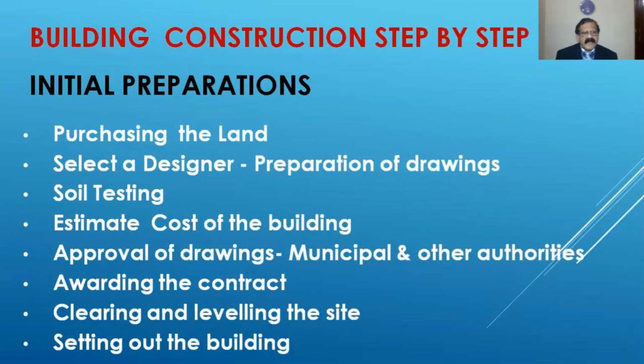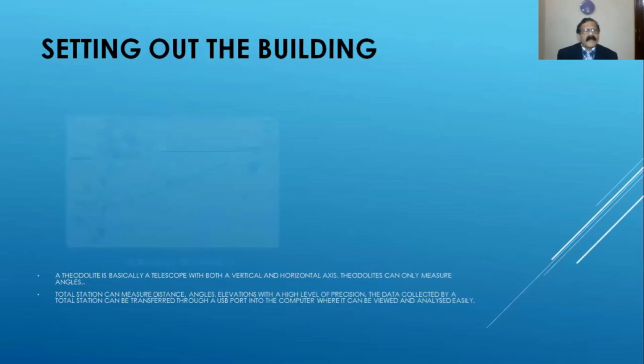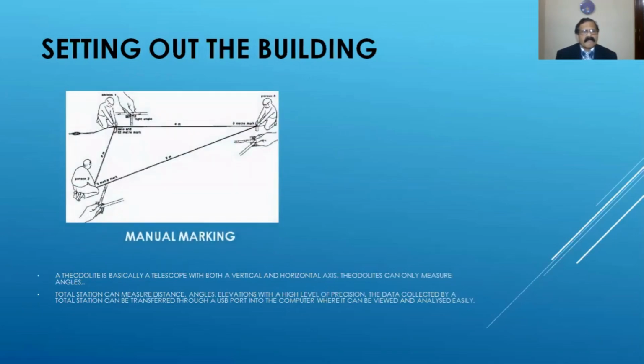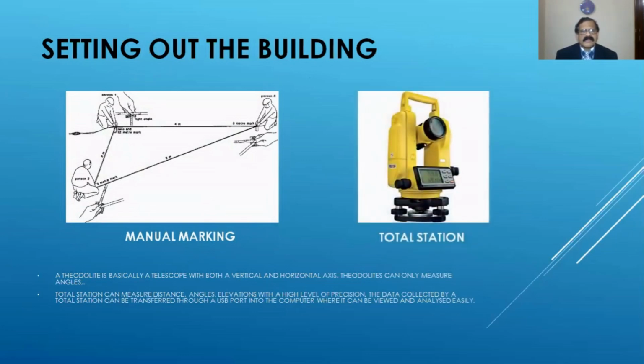Next step is setting out the building. Setting out the building can be done by two different methods. One is manual marking and the second one is total station. For small projects, manual marking is used, and for huge projects total station is used. This total station is very, very powerful. It can give you the horizontal angle, vertical angle, distance, level, etc. of any point. So for huge projects, total station is used.